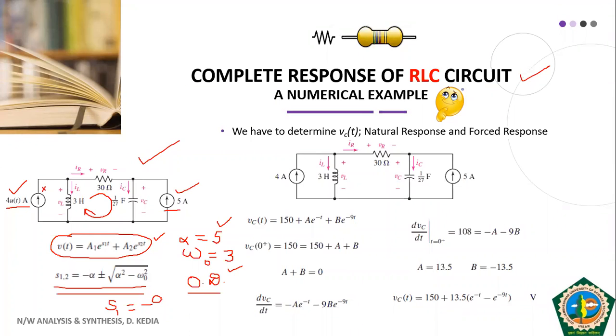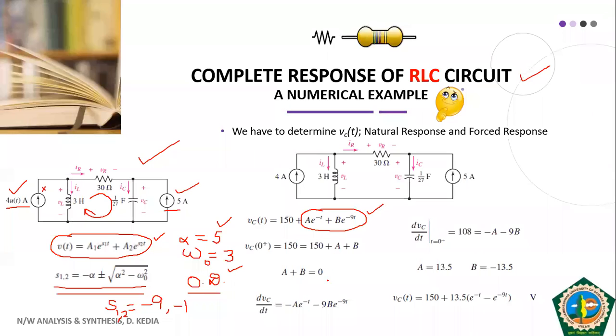-9 will be obtained, and S2 will be obtained as -1. So these are the two roots, S1 and S2. Fine. So see, this is the natural response equation. We have substituted the value of S1 and S2, so we got the equation A e raised to the power -t plus B e raised to the power -9t. This is our natural response equation.